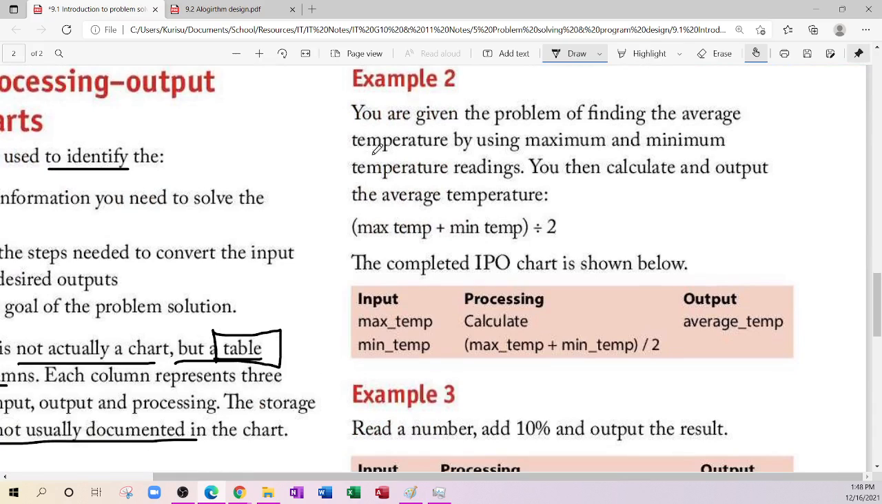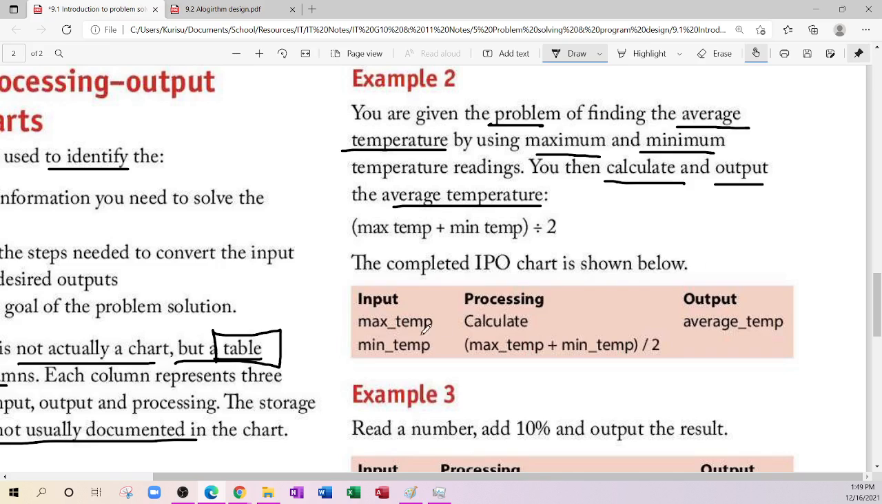Example number 2. You're given the problem of finding the average temperature. So what is our problem? We need the average temperature. We're going to use the maximum and minimum temperature in order to get our calculation. Because that's how you do average. You get the maximum, you get the minimum, or you get all the values and you divide. So you then calculate the average temperature and output the average temperature. So that's our input, processing, and output.